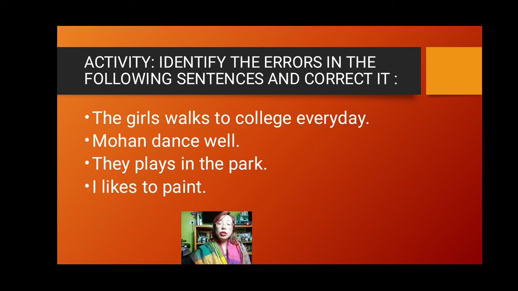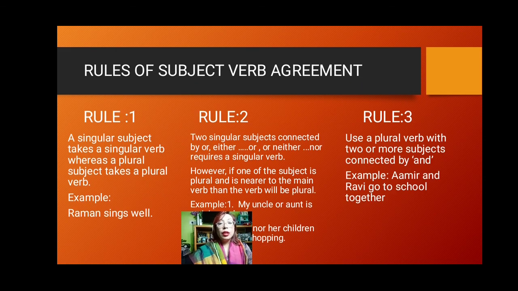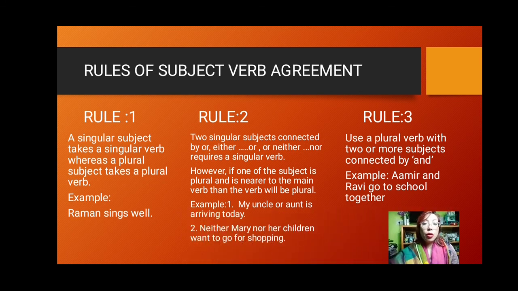Let us see the three different rules and try to understand them more clearly. So let us start with rule number one. Okay, students, so there you can see all the rules over there. Rules of subject-verb agreement. Rule number one is, a singular subject takes a singular verb, which I have already explained to you. Whereas a plural subject takes a plural verb. So if the subject is singular, the verb should be singular. If the subject is plural, the verb should be plural, except in the case of the pronouns I and you.